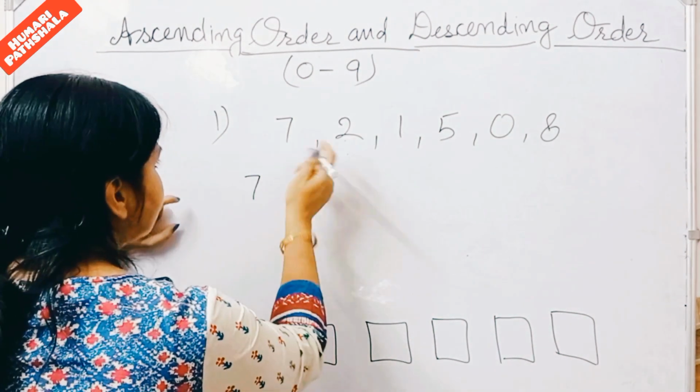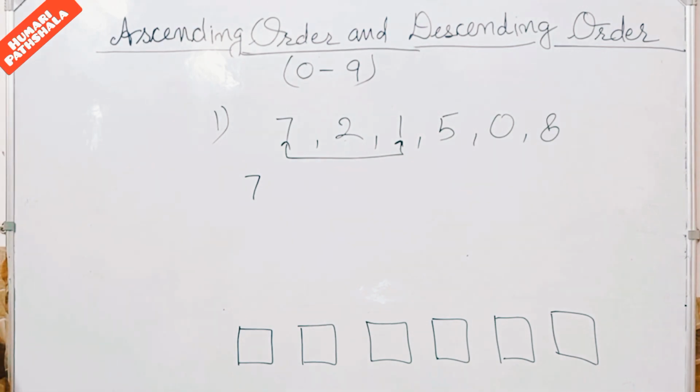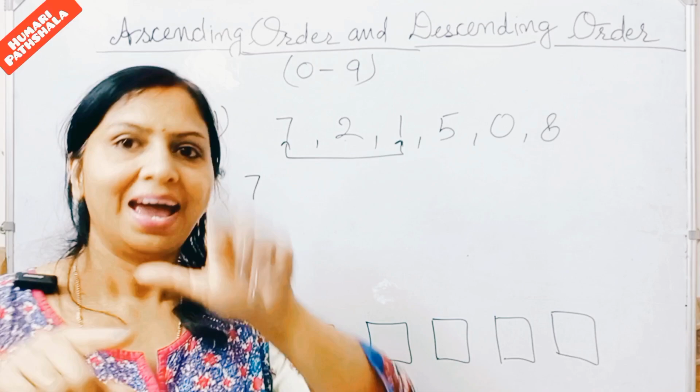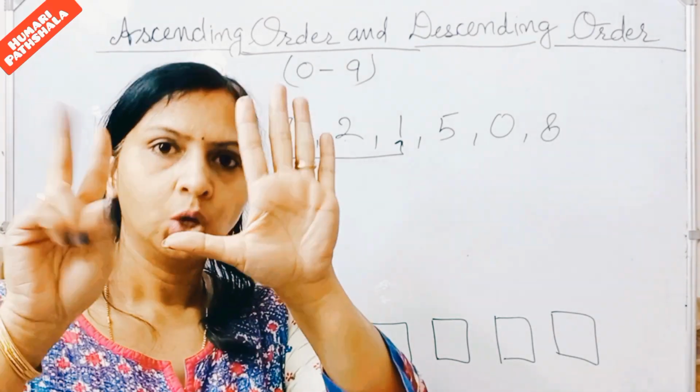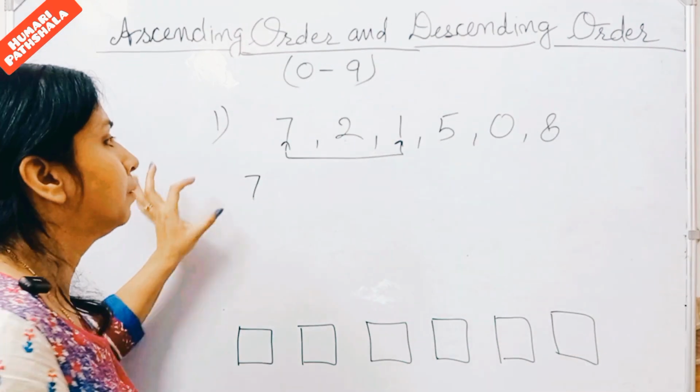Now compare 7 with 1. Which one is bigger? 7 or 1? Between 7 and 1, 7 is bigger.